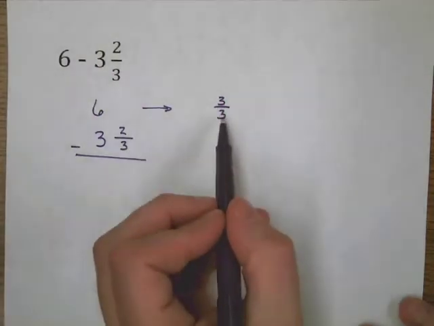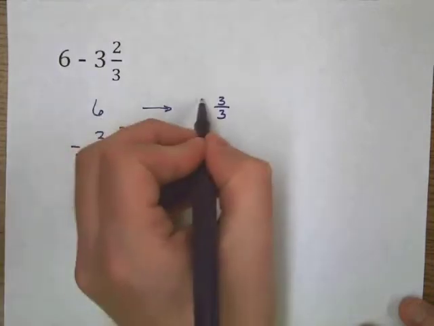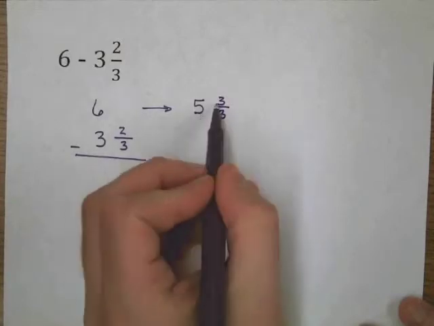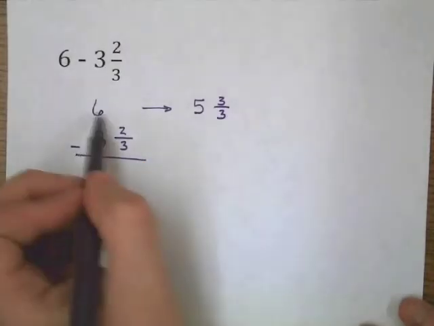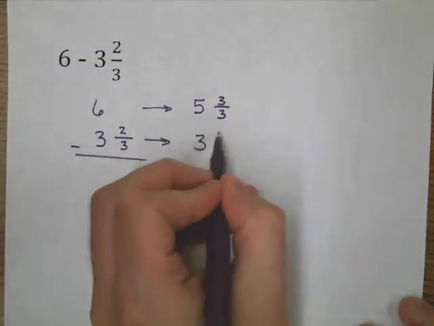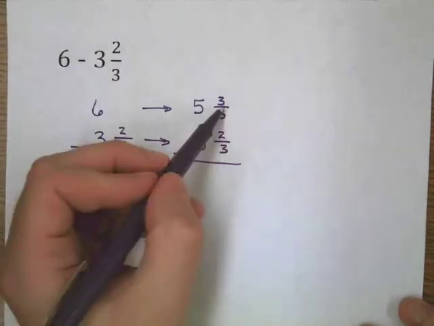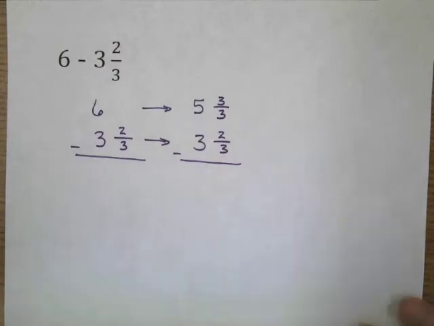So 3/3 is the same as 1 whole. And I have 6 wholes here, so I need to have a total of 6. So 6 can be written 5 3/3. 1 whole, if I add that to 5, I'd get 6. I'm going to keep this 3 2/3 the same. And now when I look at it, 3/3 minus 2/3, 5 minus 3. That is much more comfortable when I'm looking at it.